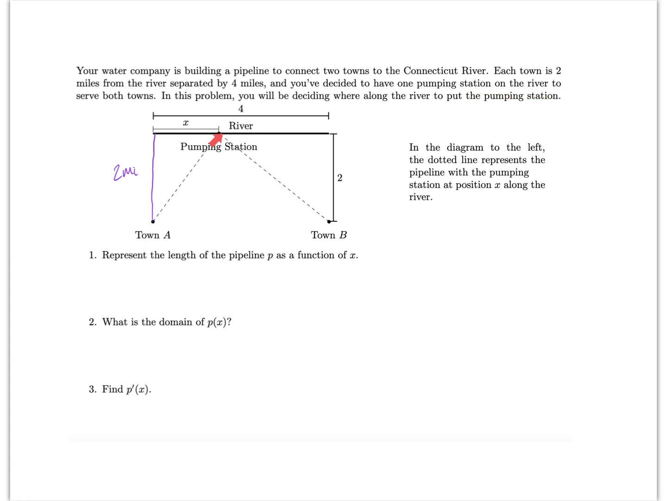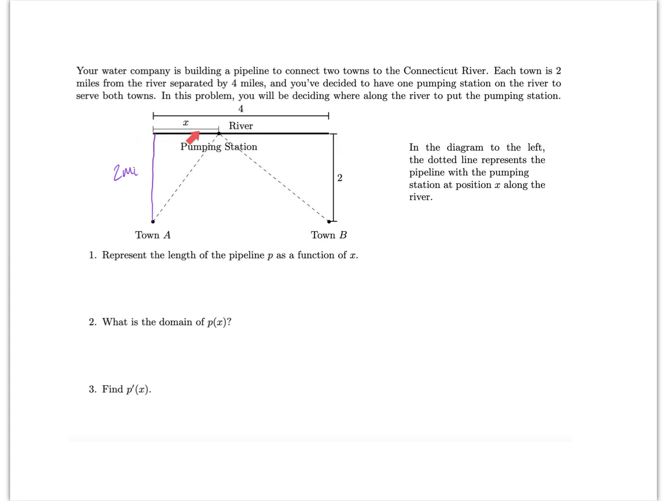We're going to put a pumping station somewhere along the river. If it could be right across from town A, town A would have a very direct, only 2 miles of pipe that they need to lay. But then town B would have a much, much longer piece of pipe to lay. So the question is, if I want to optimize, I want to have the minimum amount of pipe, where should I put the pumping station along the river?